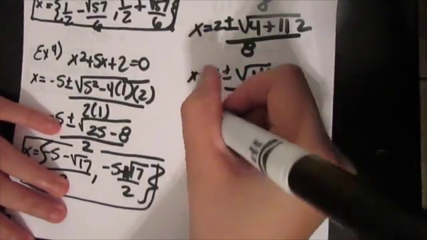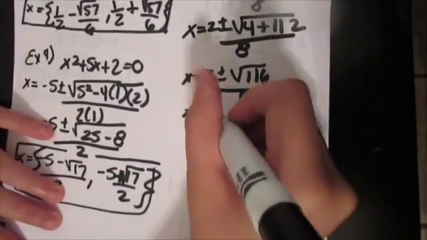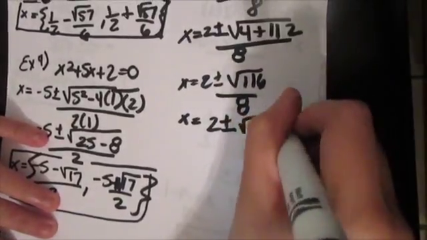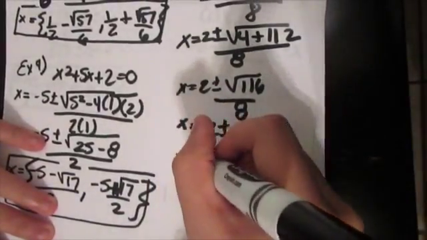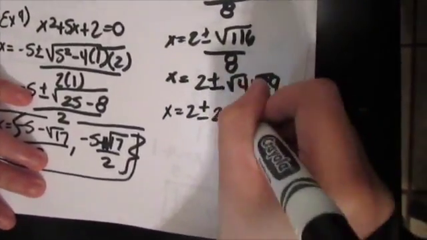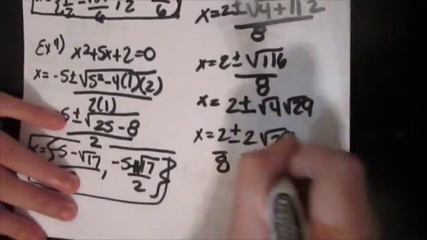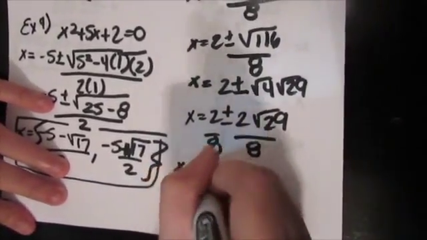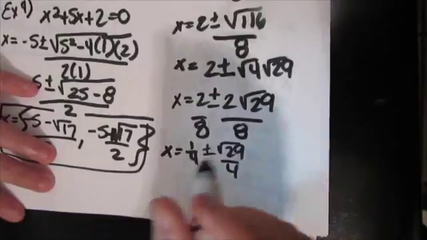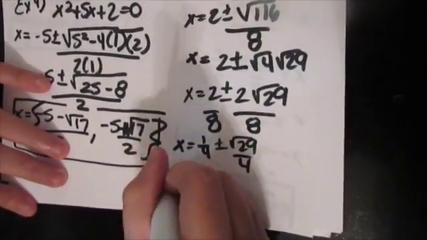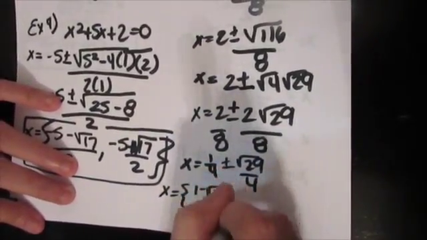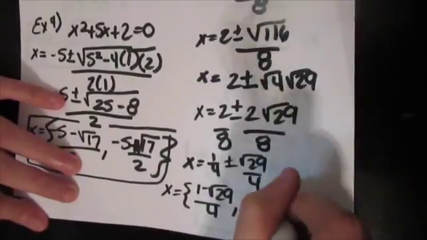Then you would have to separate the radicals. Just 2 plus minus radical 4 times radical 29. X equals 2 plus minus the square root of 4, which is 2, times the square root of 29, both over 8. X equals 1 over 4 plus minus the square root of 29 over 4. So our final answer will be x equals a set of 1 minus the square root of 29 over 4 and 1 plus the square root of 29 over 4.